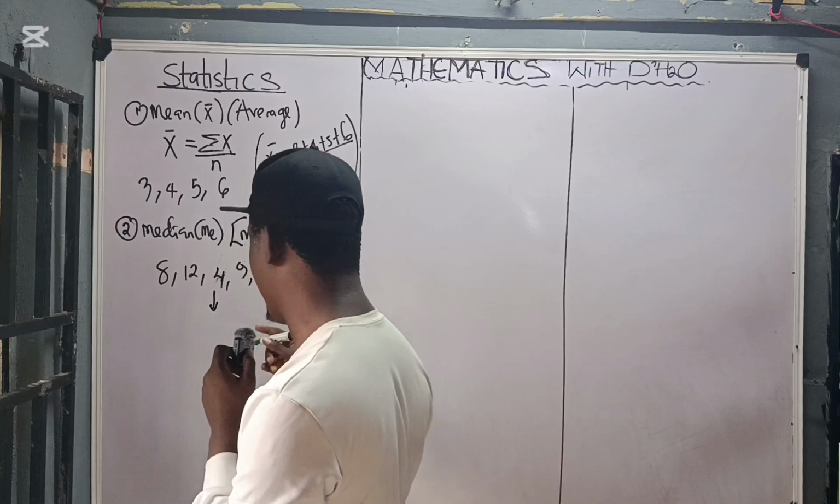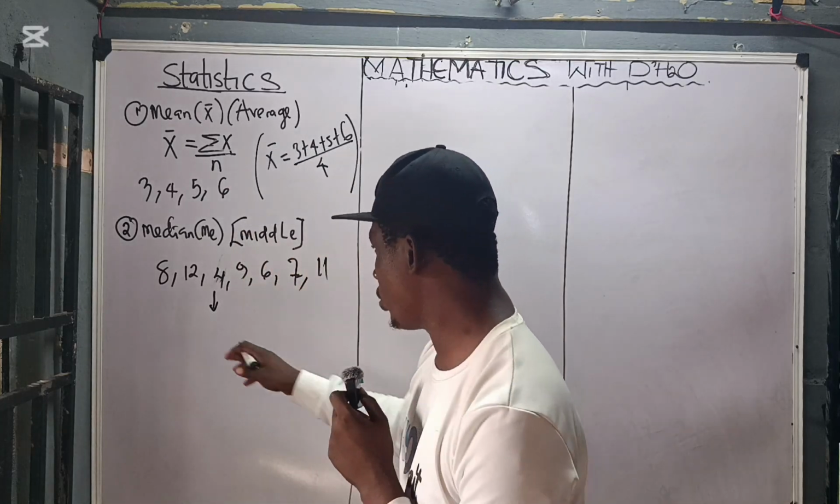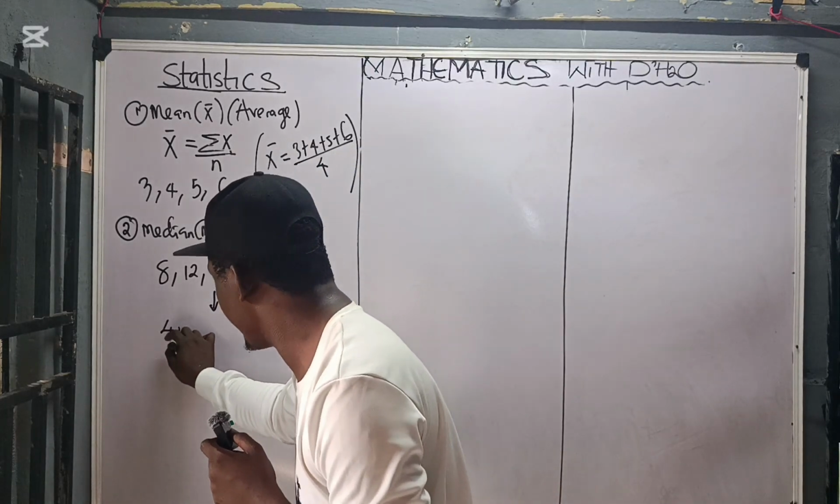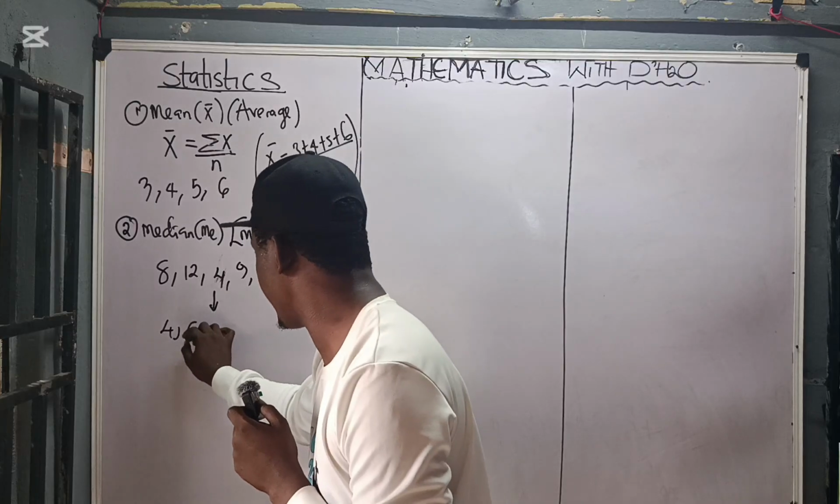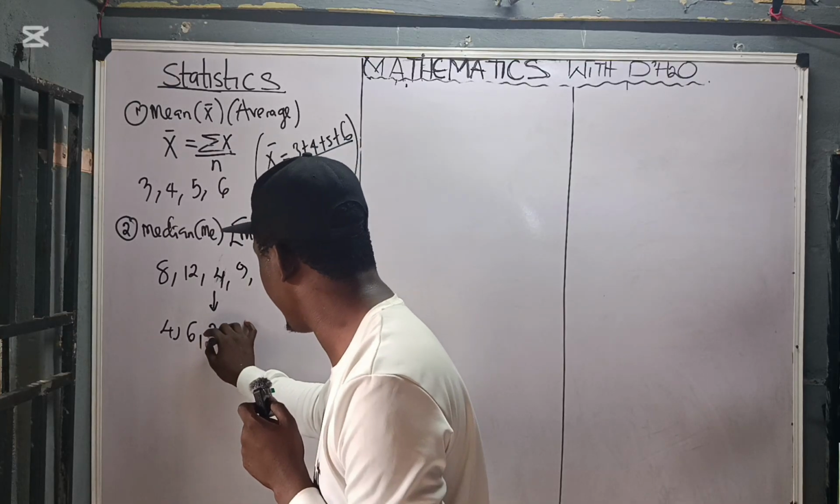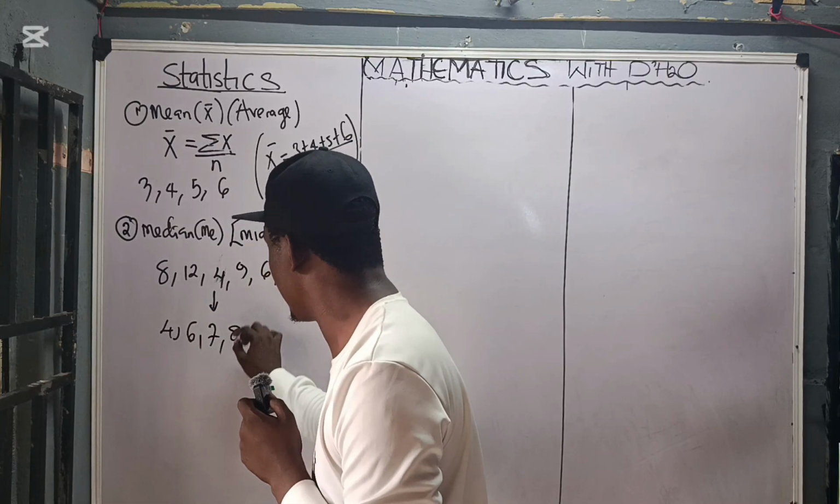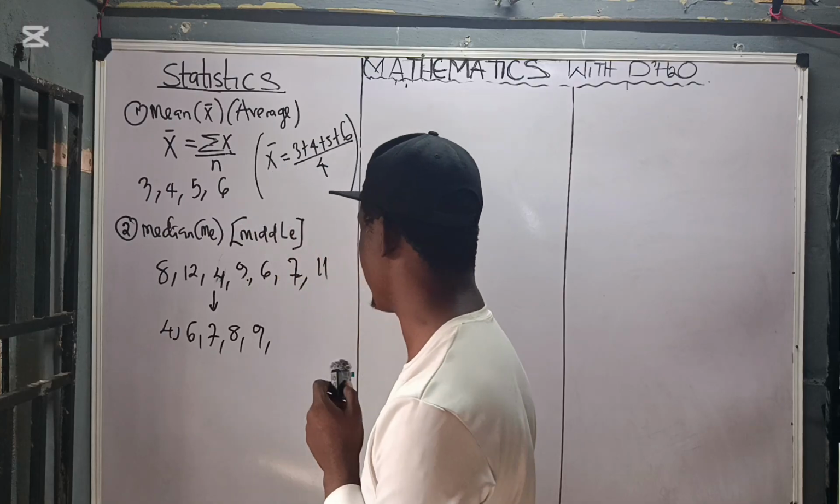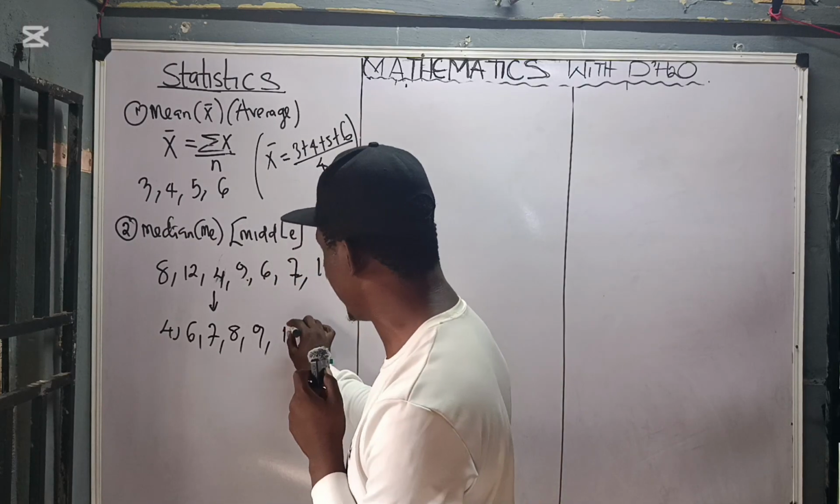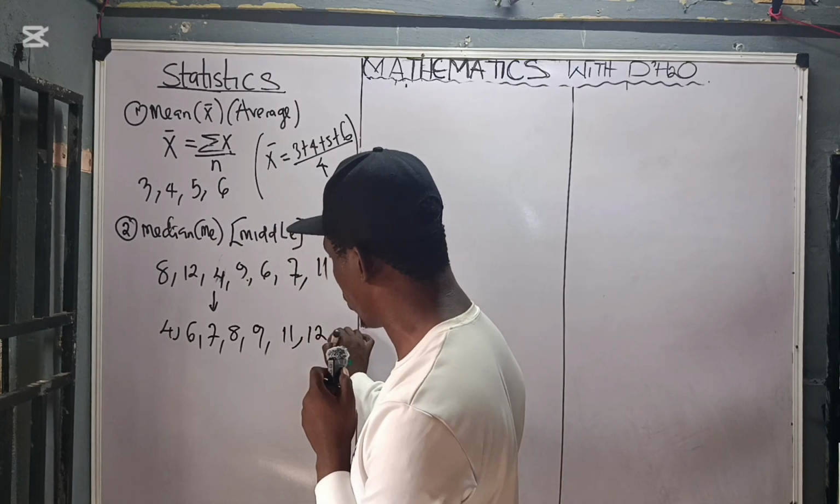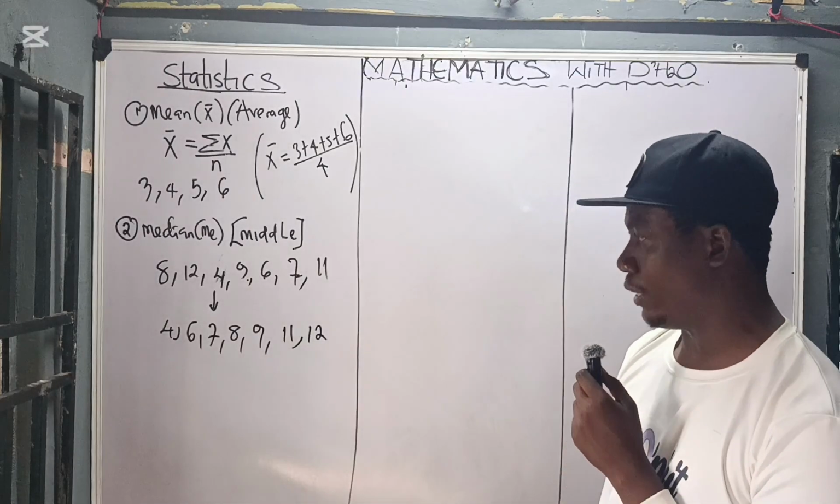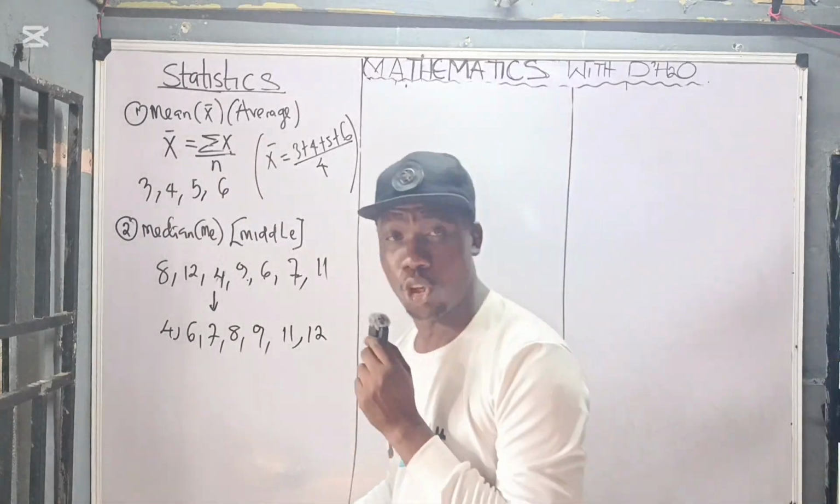If you want to arrange them, you start with the smallest number. The smallest number here is 4. The next number is 6, followed by 7, followed by 8, followed by 9. Then after 9, you have 11. After 11, you have 12. Do you understand? To show you are correct, you have to count it so you don't make a mistake.